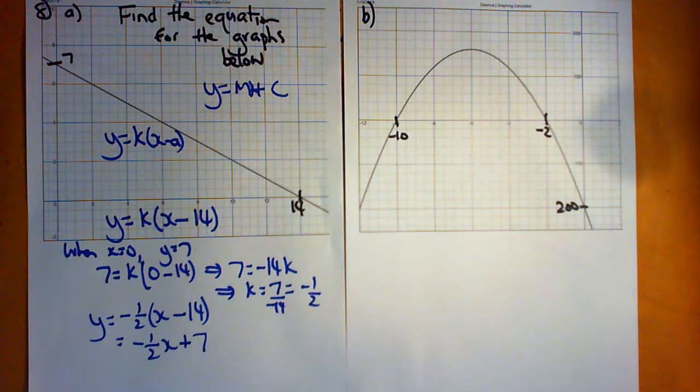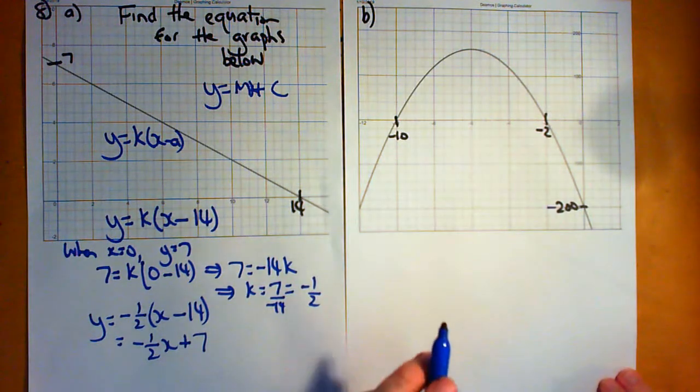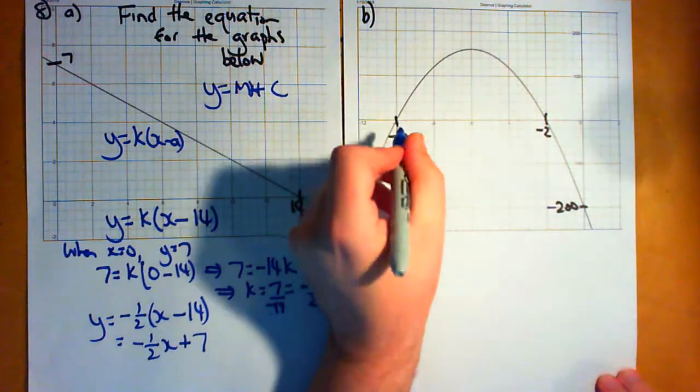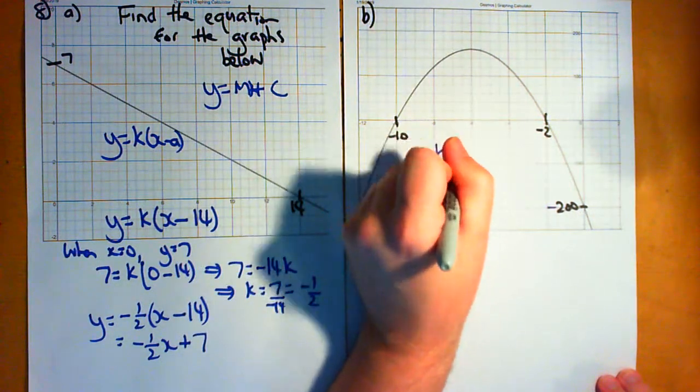Now let's look at question B, which is a parabola. It has x-intercepts of negative 10 and negative 2, and it has a y-intercept of negative 200. So this is negative 200. Okay, so it's a parabola. It has some x-intercepts, so we can use the x-intercepts to find the equation.